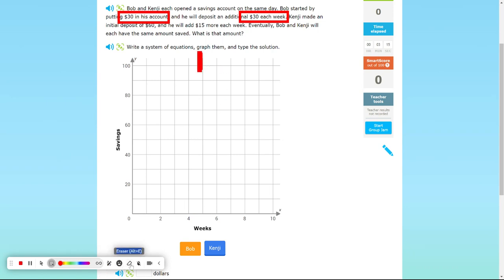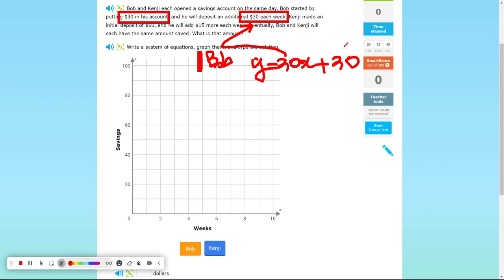Let's see over here. I'll use the pen. So y equals $30 times x. This $30 is because he deposits $30 per week, and then add $30, which is from the beginning, what he put in his account at the start. So we can go and graph this one. For Bob, $30 is right here.